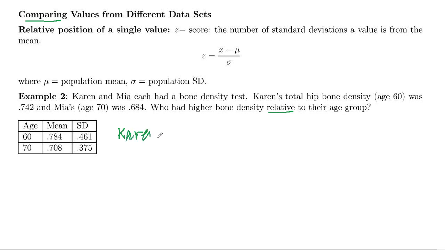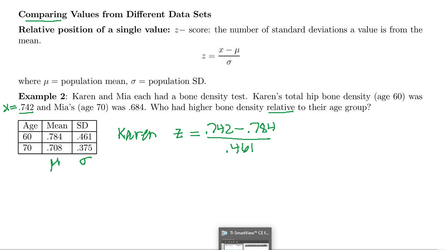First up, we've got Karen here, and her z-score for her bone density is going to be, well, the x value is 0.742. That's an x, an individual data value. The means here are mu, and the standard deviation is our sigma. So 0.742 is our x, minus our mean for the 60 to 70 age group, 0.784, and then divide by the standard deviation of that age group, 0.461.